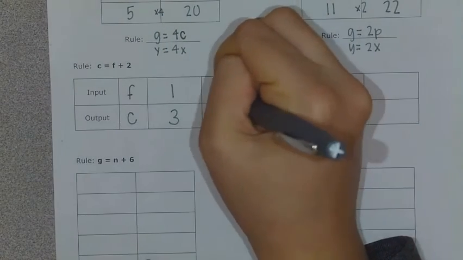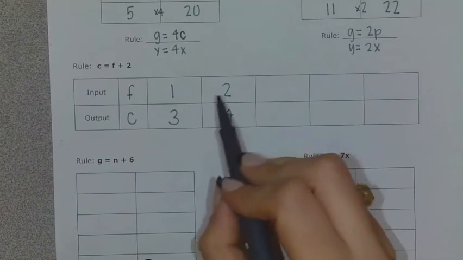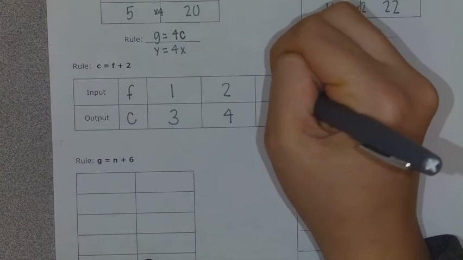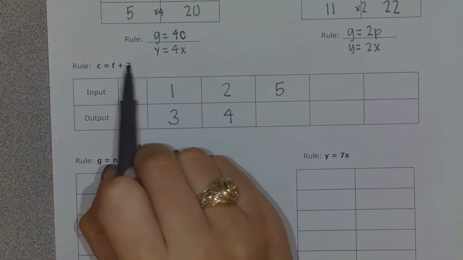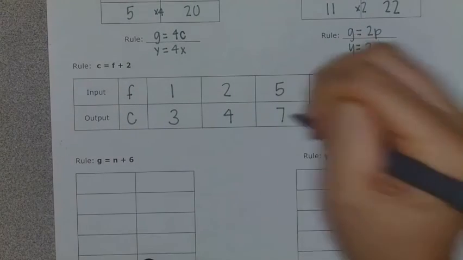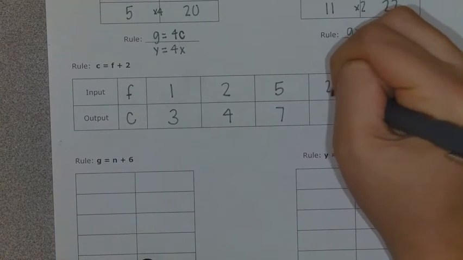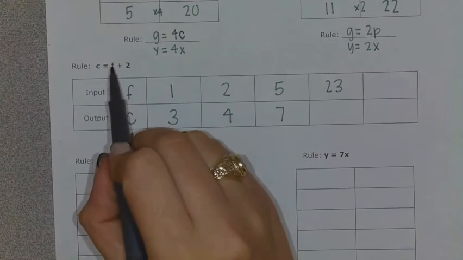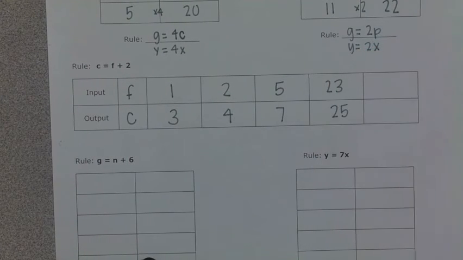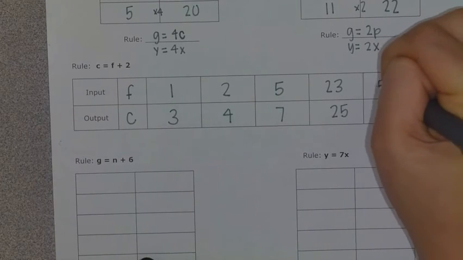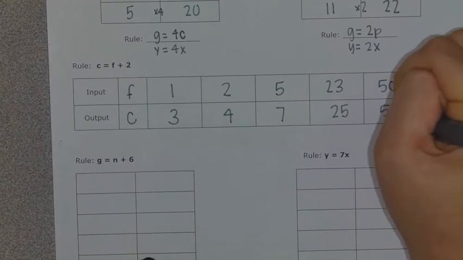Well, if F is 2, so this will be 2 plus 2, that would give me 4. So again, when F is 2, C is 4. Well, what if F is 5? So I would replace F with 5. That would be 5 plus 2, which would give me 7. Very good. Okay, well, let's say that F is the number 23. So if F is 23, this is 23 plus 2, which would give me 25. And if F was 50, this would be 50 plus 2 would give me 52.